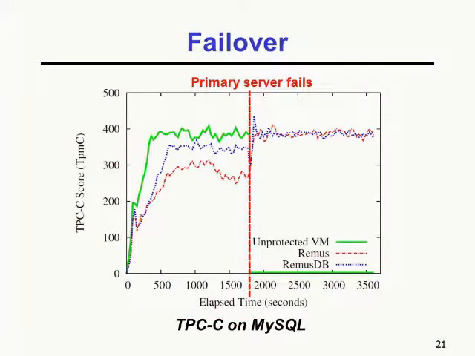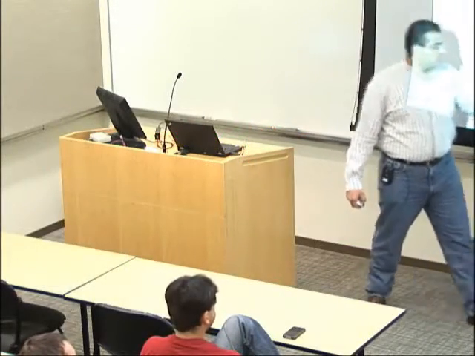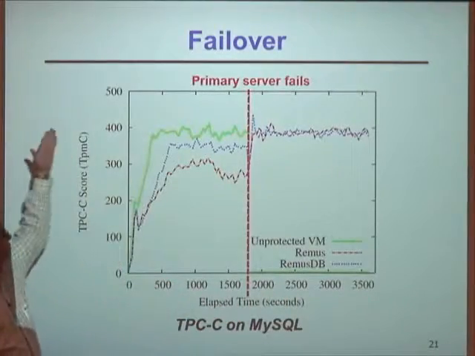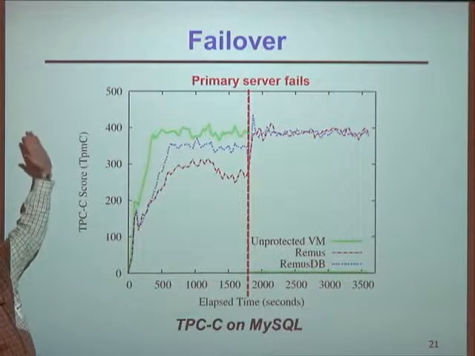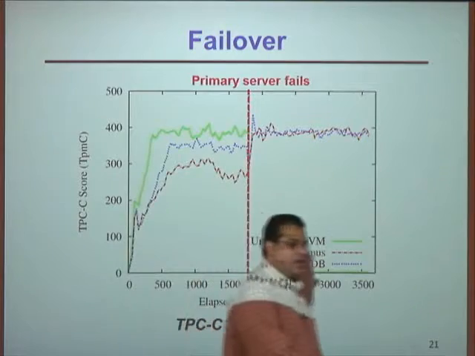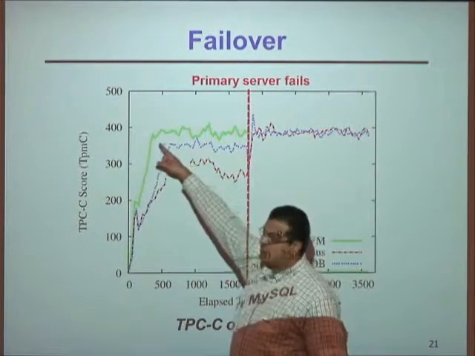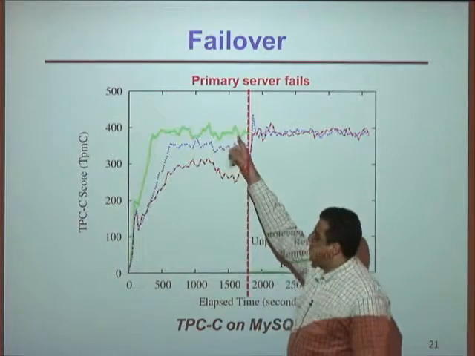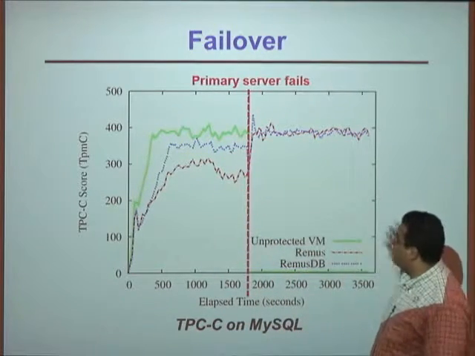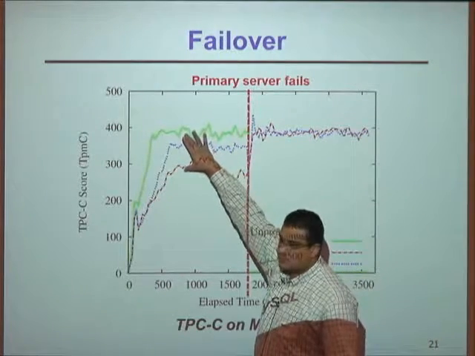So first of all, can we do failover? Here I'm showing you TPC-C on MySQL. On the x-axis I'm showing time, on the y-axis I'm showing throughput, transactions per minute C. The green line is an unprotected virtual machine. In our setting, we can get sustained throughput of around 400 transactions per minute. If we run unmodified Remus, we get this red line. So there's a significant performance overhead.